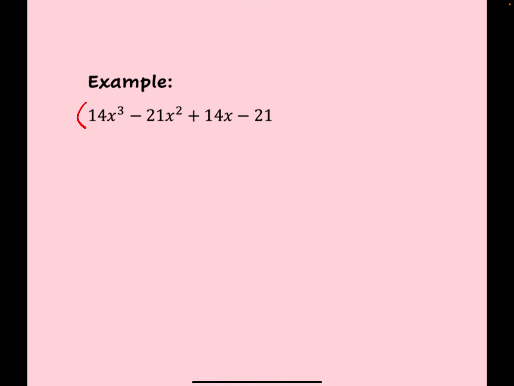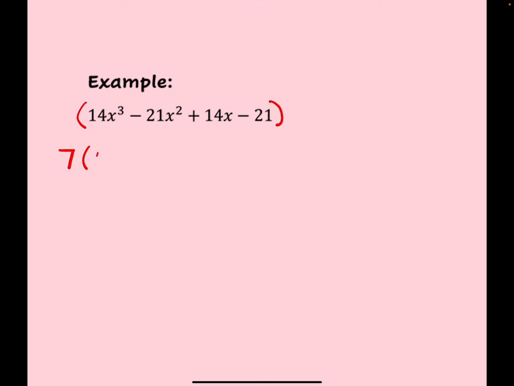So here's my group. The first one is positive. Great. I don't have to factor out a negative. We like when that first one is positive in the group. 14, 21, 14, 21. They can all be divided by 7. So 7 is our GCF. They don't all have an x, so I cannot factor out an x.